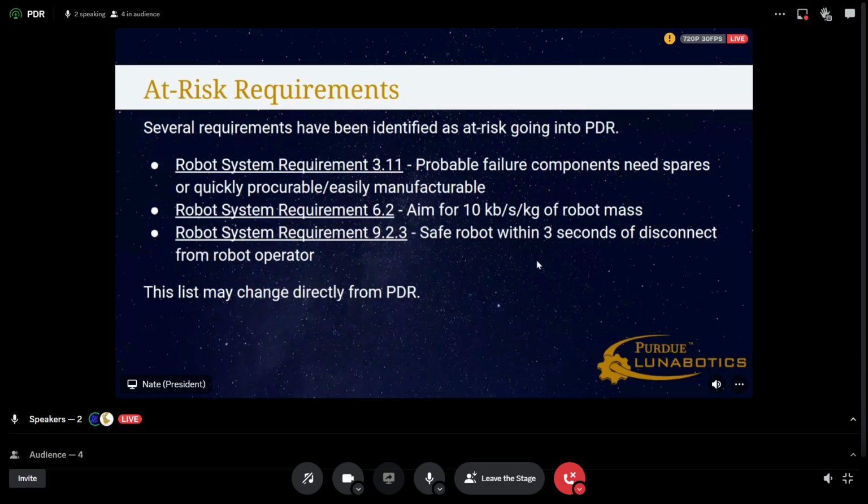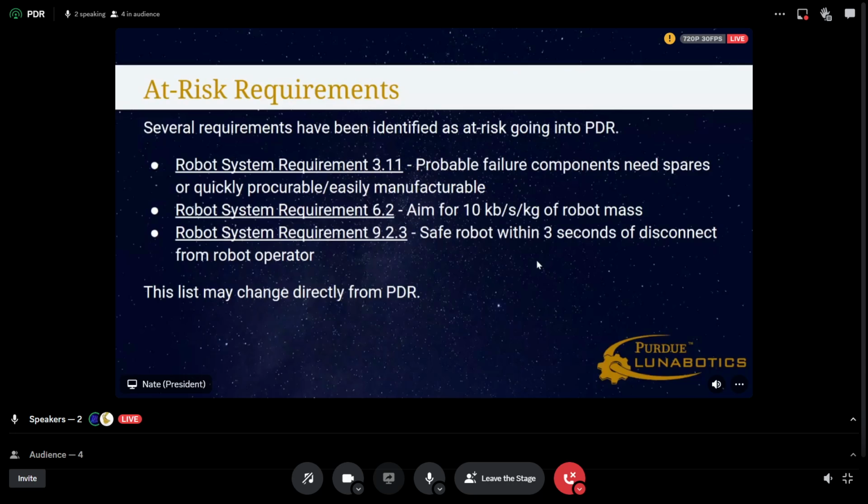The second requirement is 6.2. This is to aim for bandwidth of 10 kilobits per second per kilogram of robot mass. So the upper threshold we have is 5 megabits per second, but NASA says that we should aim for this value here. And so we have yet to calculate if that is what we're at right now, but this is one that we could exceed with our rough estimates of our bandwidth usage.